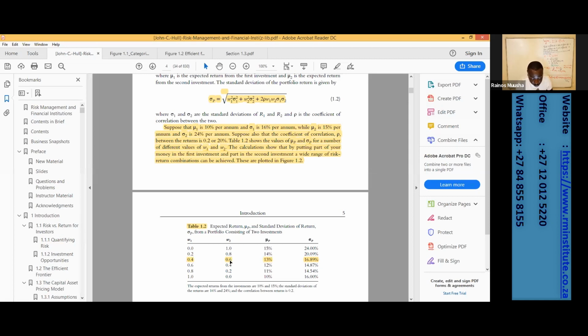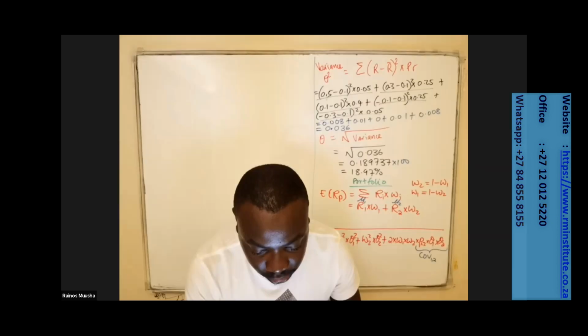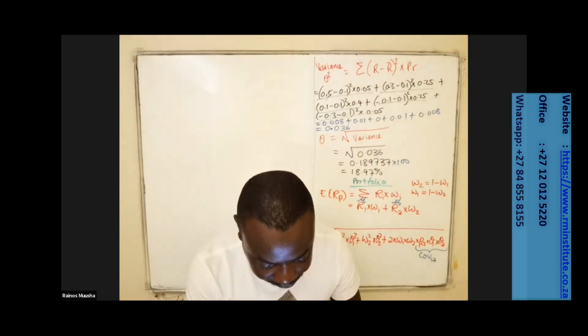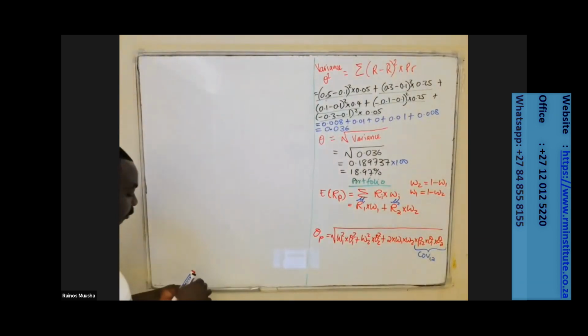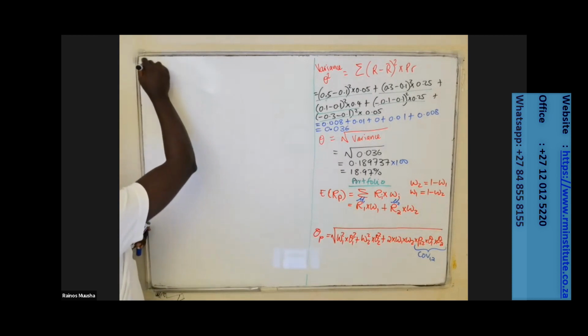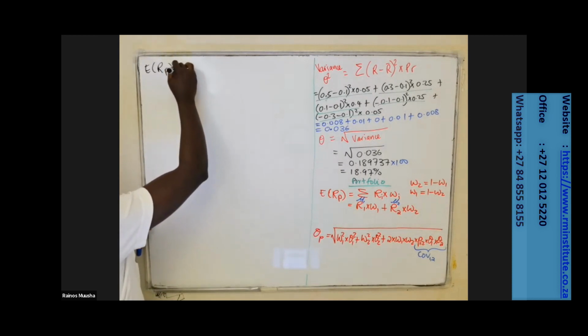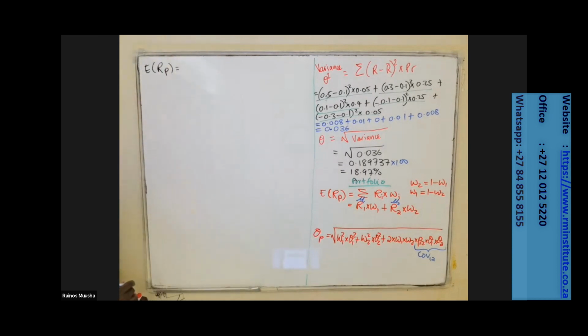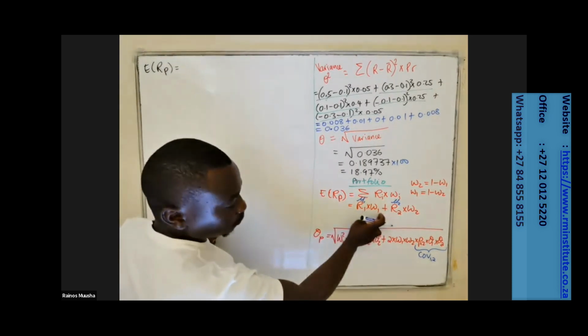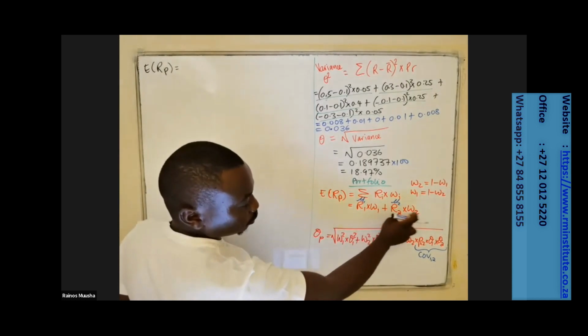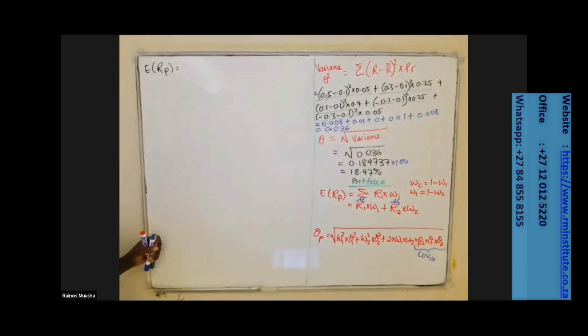60%, which is 0.4 and 0.6 there. All right. So given this information, it would mean the expected return of the portfolio would be given as, remember, the sum of the return of asset 1 times the weight of asset 1, plus the return of asset 2 times the weight of asset 2.